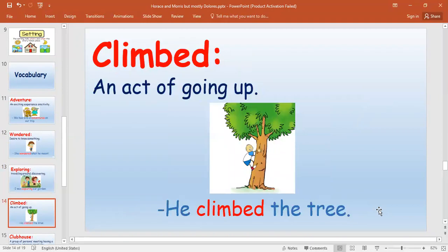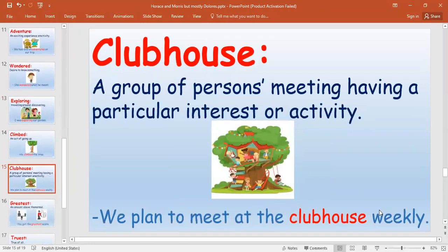Climbed. Climb means an act of going up. He climbed the tree. Clubhouse. Clubhouse means a group of persons meeting, having a particular interest or activity. An example: we plan to meet at the clubhouse weekly.